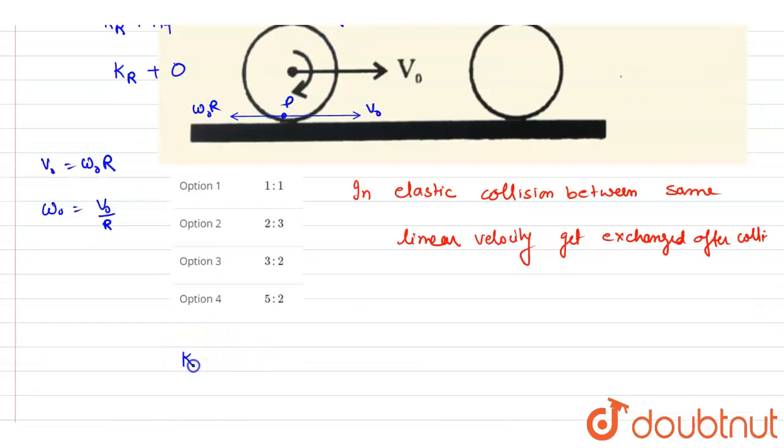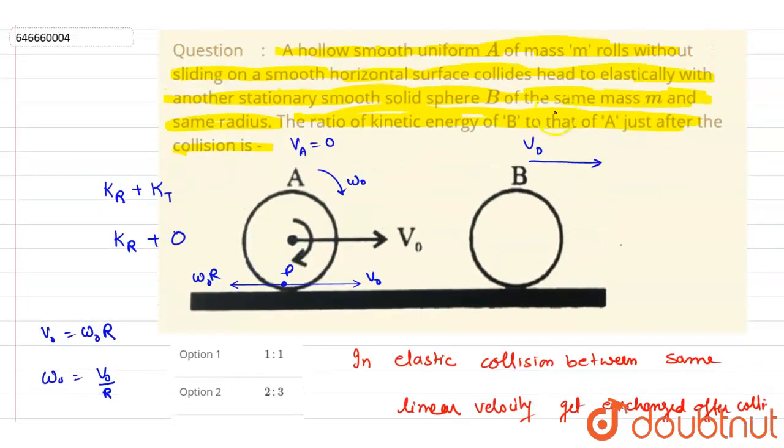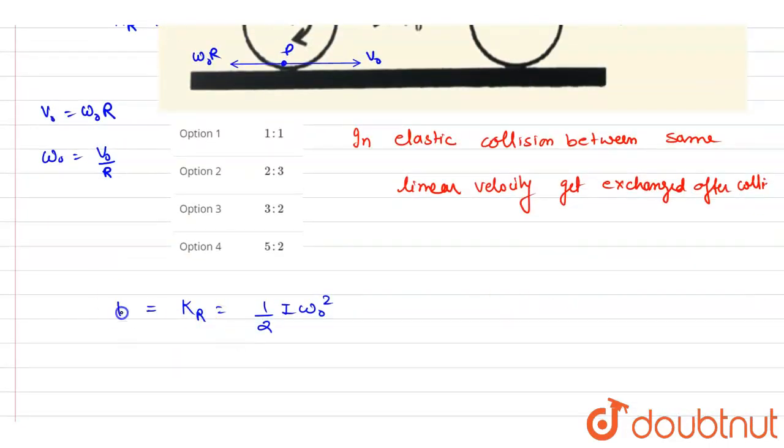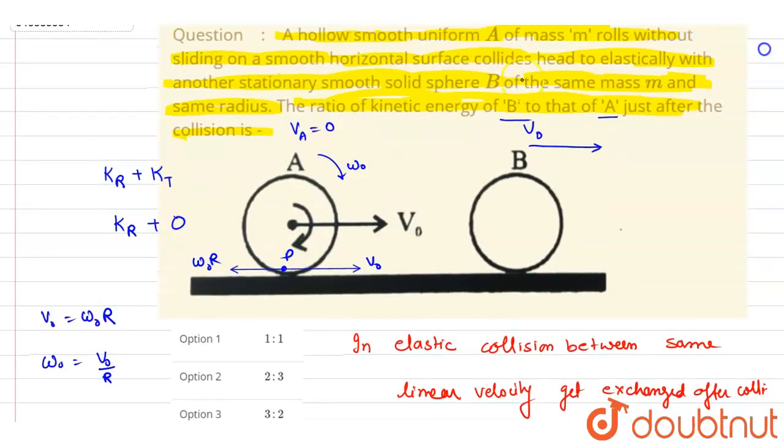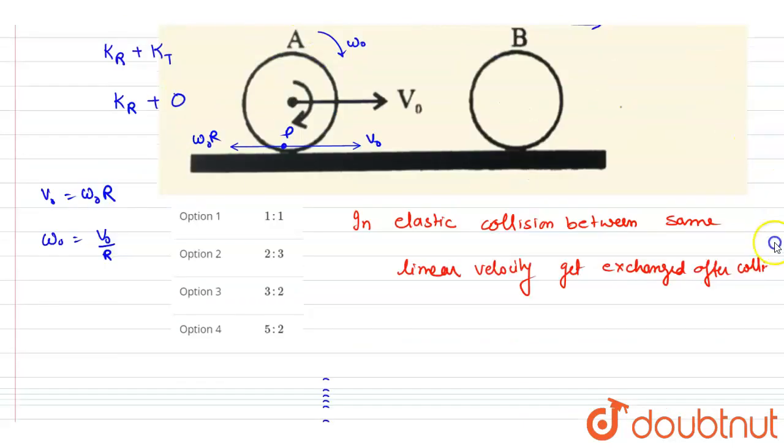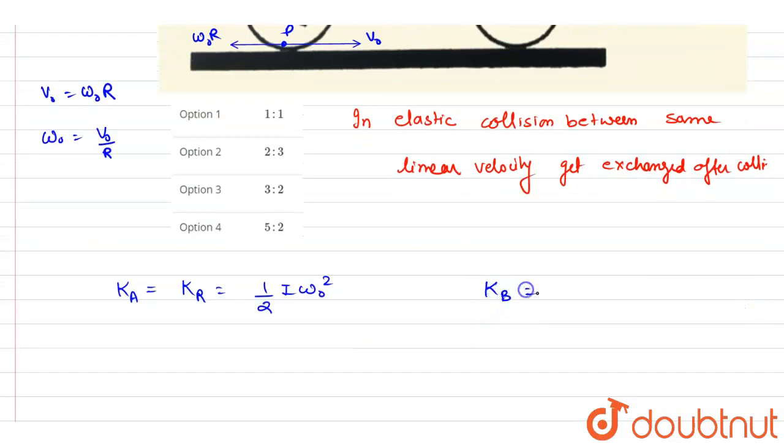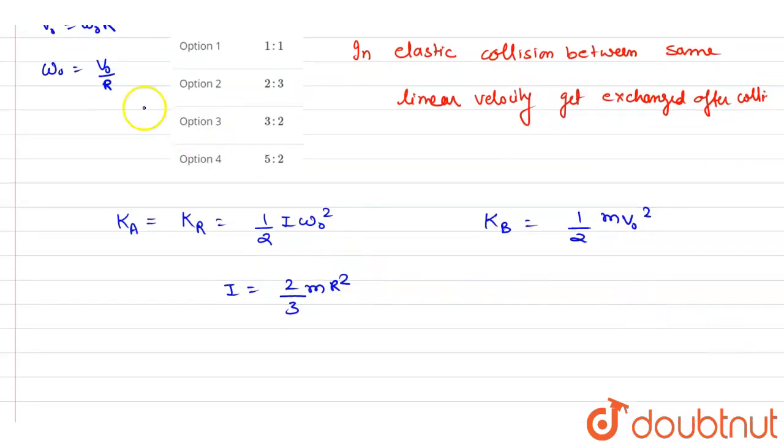So the rotational kinetic energy is half I omega naught square, and it will be with A. And we want the ratio of the kinetic energy of B to that of A. So this is the kinetic energy of A. As I said, A is having no linear velocity after the collision, and B is having V naught velocity with mass m. For a shell, I is this, and omega naught is V naught by R. So you can just put the value.